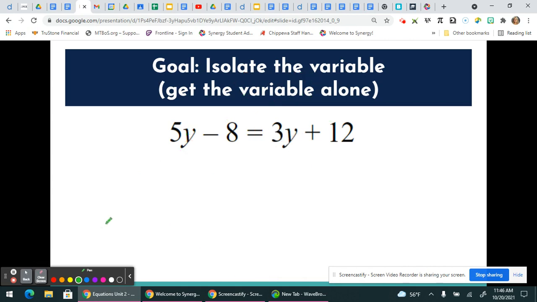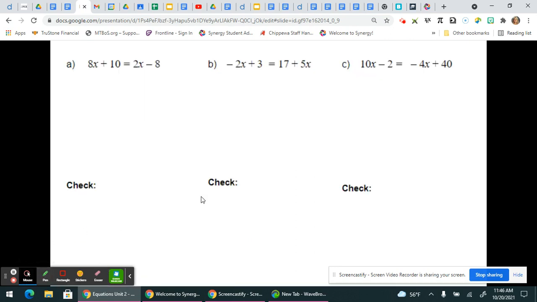Now, grab your note packet page 6. Here we go. Note packet page 6. We are going to jump. We're going to do A, B, and C. So please follow along with me. Take real careful notes, and then you'll have some time to work on some of these on your own. So let's jump into question A.